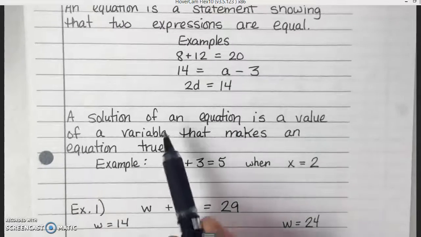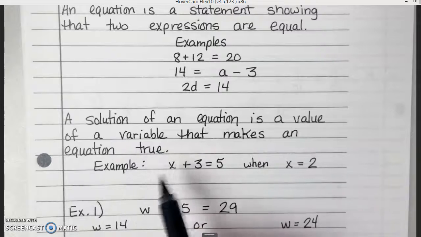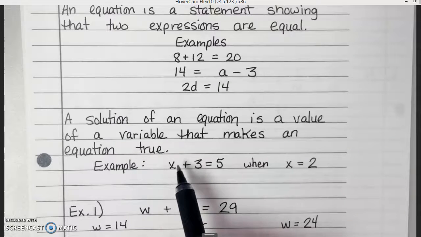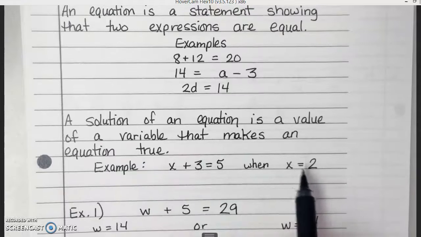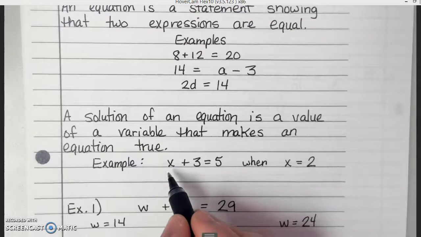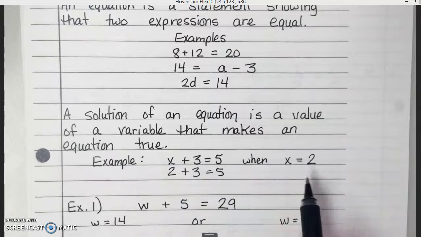A solution of an equation is a value of a variable that makes an equation true. That means the solution would be whatever we could put in for this variable to make it true. So when we put in 2 for x, 2 plus 3 equals 5. So that means that 2 is the solution because it makes it true.